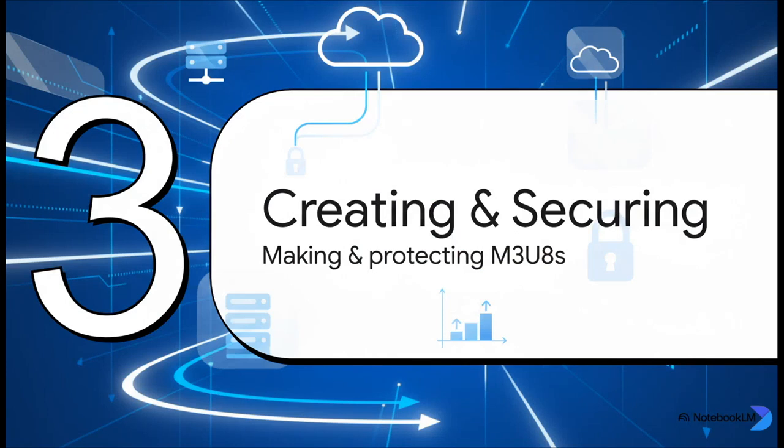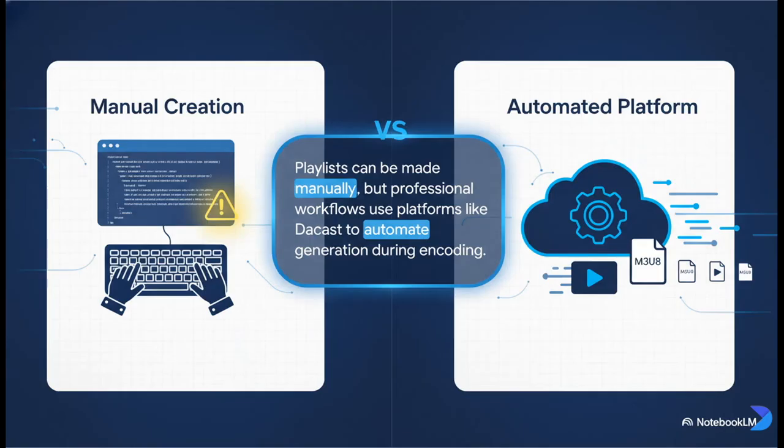So we know what they are, we know how they work, but how are these critical files actually made? And maybe just as important, how do we keep them secure? Look, you could technically write an M3U8 file by hand in a text editor, but it's super easy to make a mistake. That's why professional workflows rely on automation. A platform like Dacast generates these playlists perfectly, every single time, right during the encoding process. It builds them to support adaptive streaming from the get-go.